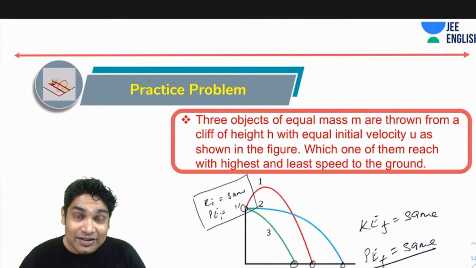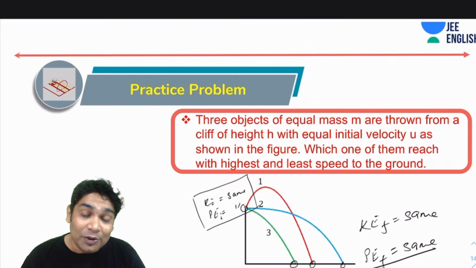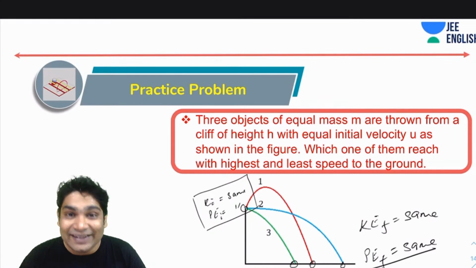Alright. Since the initial kinetic energy and initial potential energy of all three objects was equal, and finally when they land on the ground, the potential energies of all these three will be equal again. So they have to land with the same kinetic energy also. So that is why you get your answer as your speeds are same for all three.